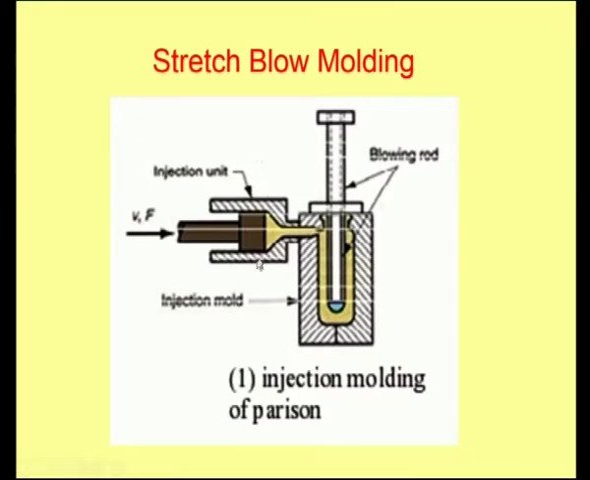Now, the steps in stretch blow molding. As usual, here is an injection unit, a plunger type injection molding machine. It moves and then injects the resin into the injection mold. This is the steel rod, and it also acts as the blowing rod. This blue colored region is the air wall. It is called a one way air wall, which means it will allow air to pass only one way.